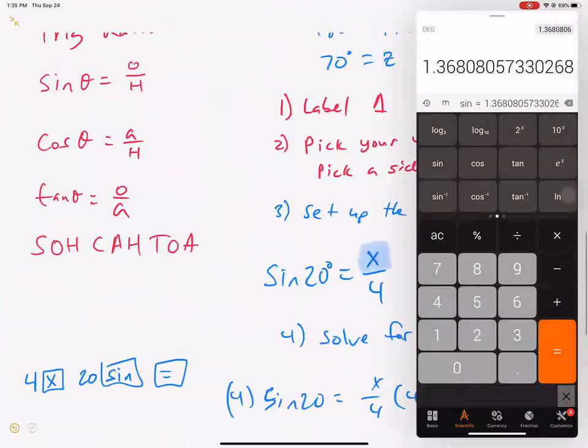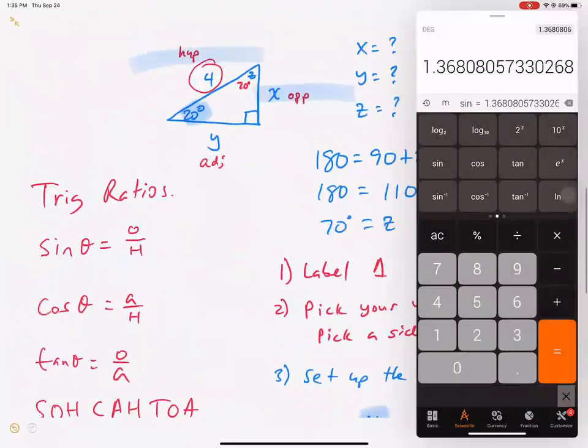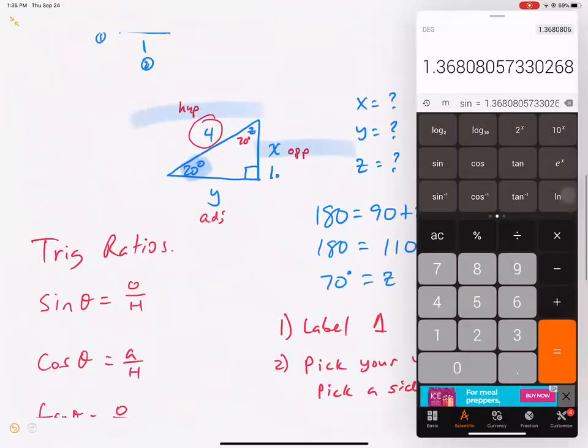Okay. So looking back at the triangle on top, X is 1.37. You can say 1.368, probably a little bit better. But we have solved for X. So not only do we have all three angles, we have two sides. Let's find our third side. We could use the Pythagorean theorem now. We could, but I'm going to tell you, using trig ratios, it's actually going to be faster.